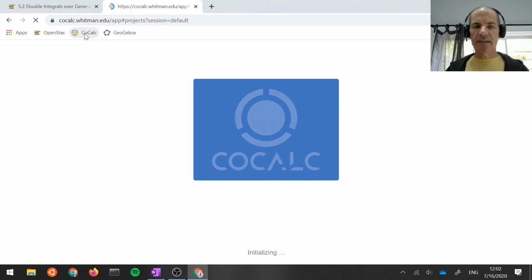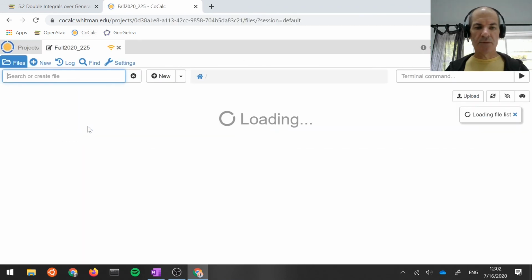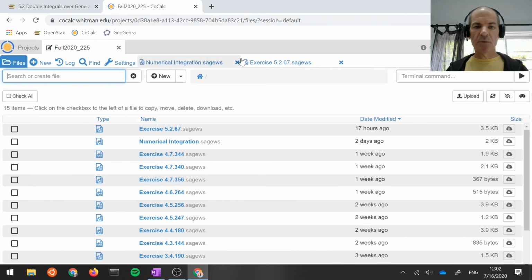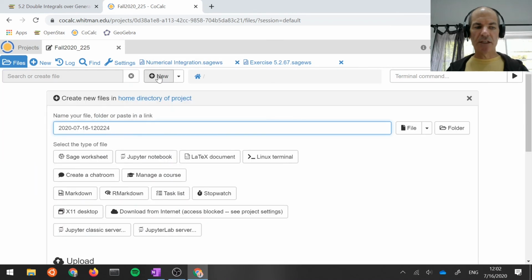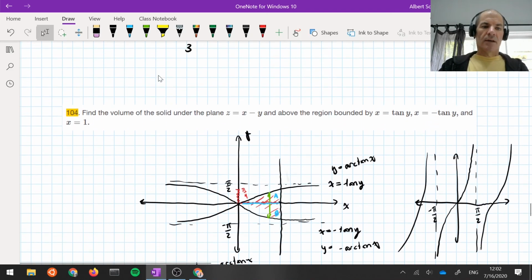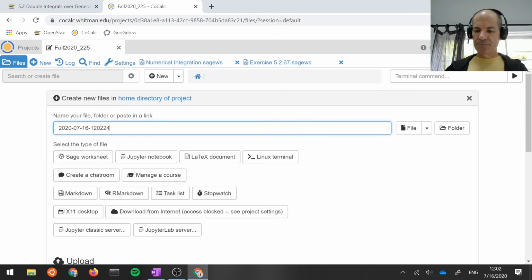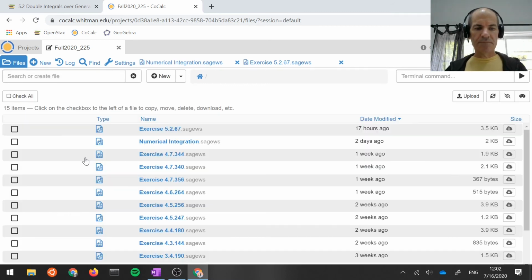And we'll do this integral in a new worksheet. So let's create a new worksheet. And what exercise are we actually working on here? We're doing 5.2.104. And this is a Sage worksheet.